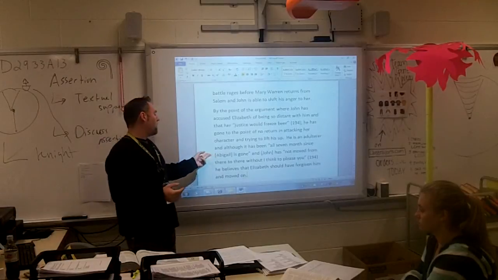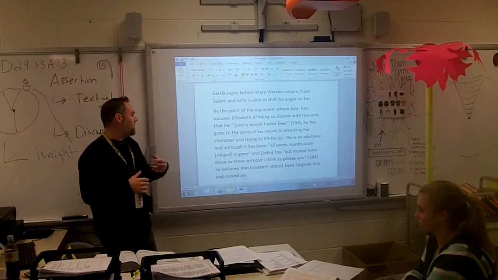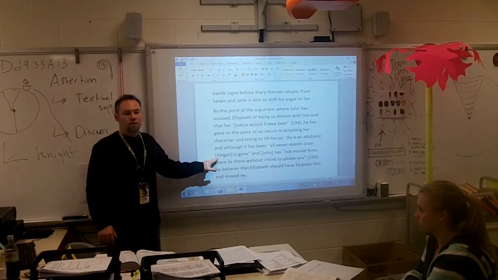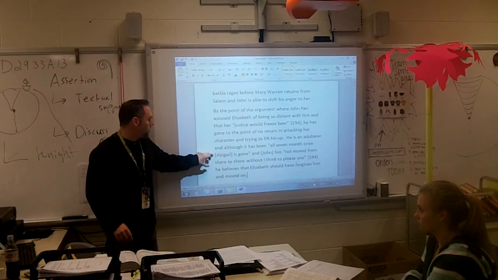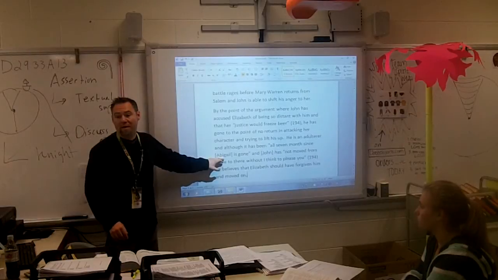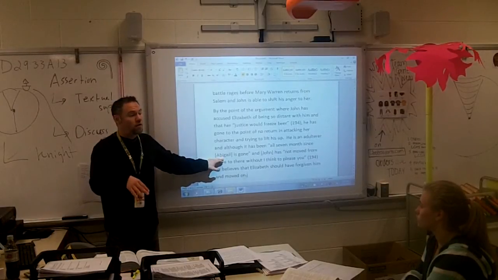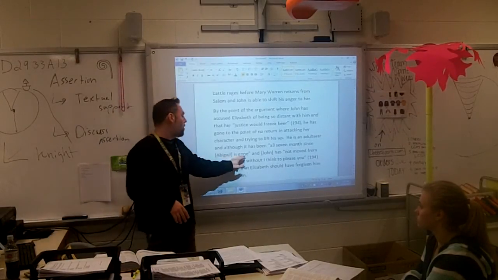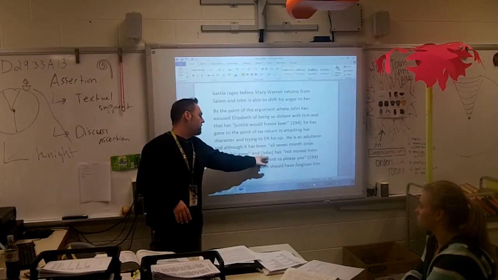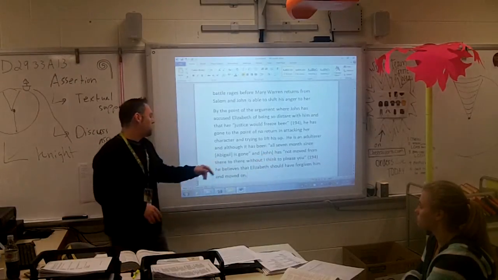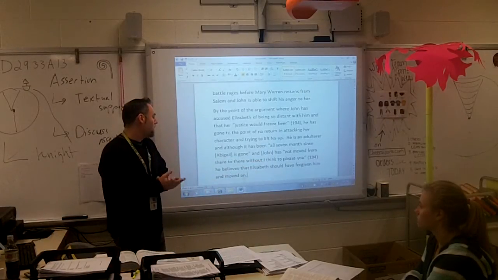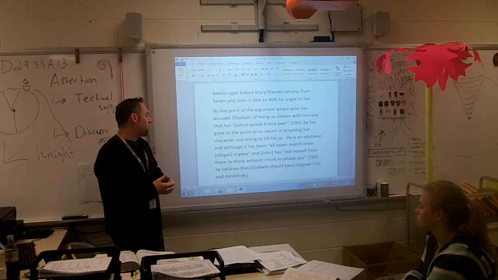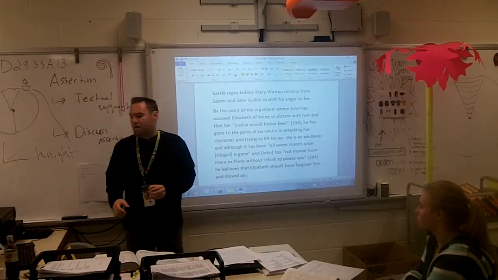He is an adulterer, and although it has been all 7 months since Abigail, remember, the text just has she. So what you need to do is put in those brackets like this and slip in Abigail's name so that the audience knows who you're talking about. And John, because it says he, has not moved from there to there without, and I should have put he thing to please her, okay? He believes that Elizabeth should have forgiven him and moved on.